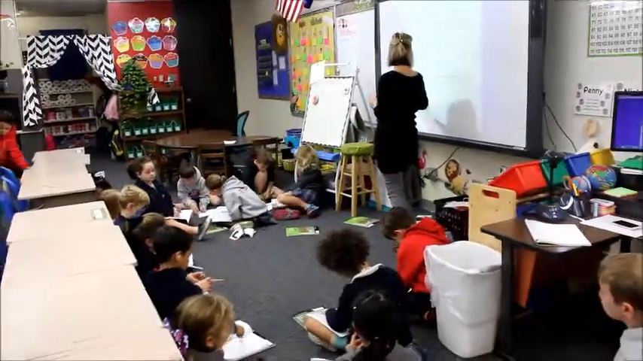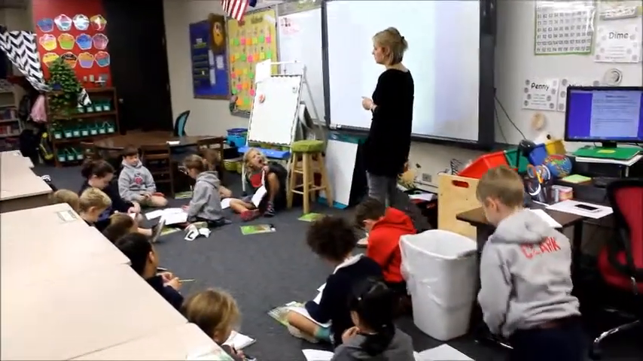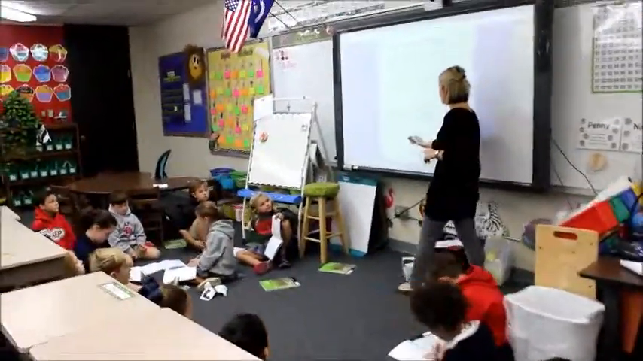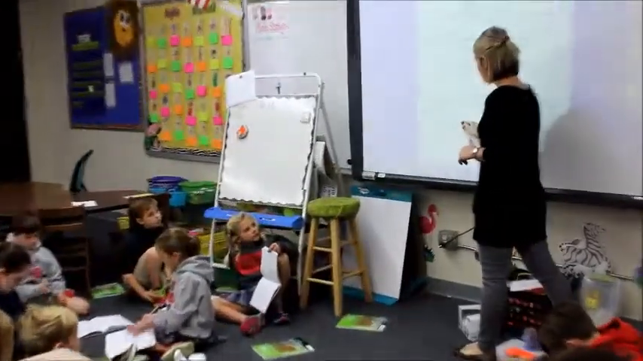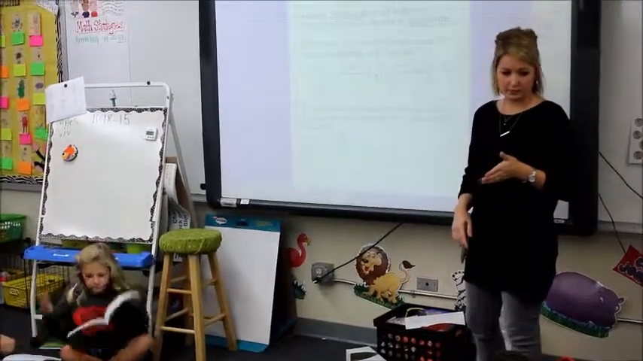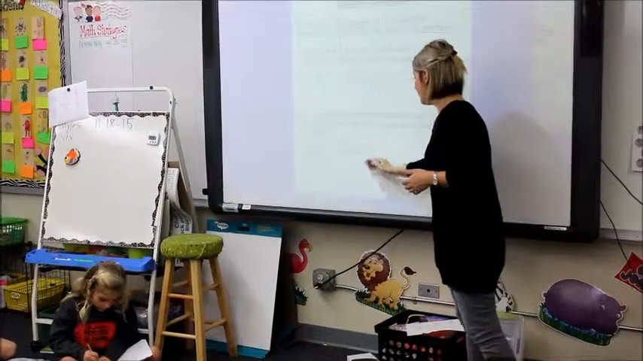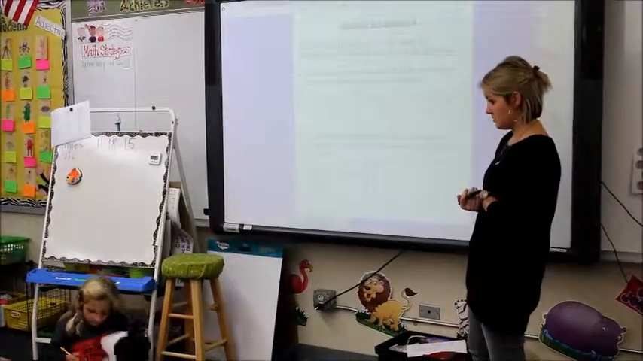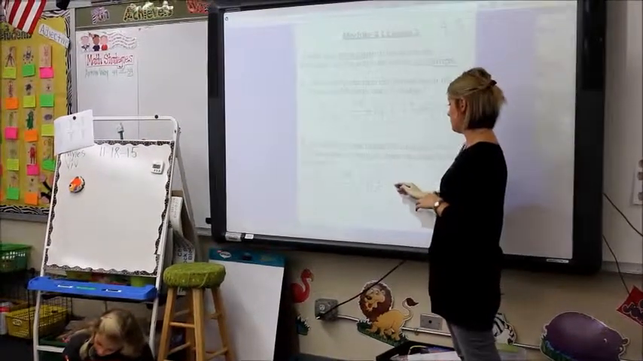Let's see, we started with 90. We know that's our goal. We're going to take away the parts he already has. So the part he already has is 51. So first I'm going to take away 50. If you have 90 and you take 50 away, what's left? 40. Okay. So what do I need to take away now? 1.